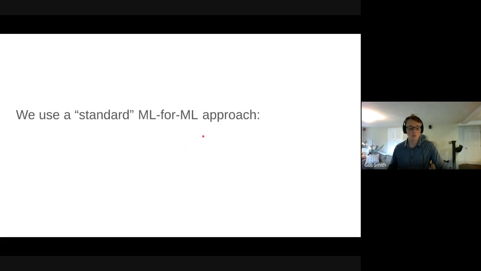So the approach that we take to achieve this goal is a standard ML-for-ML approach. This is standard from my experience, maybe not in others. Basically, we train a cost model. Given a kernel, the tensor inputs, and the actual sparsity configuration, the sparsity parameterization, it will produce a prediction of the runtime or some metric of the performance of the kernel.